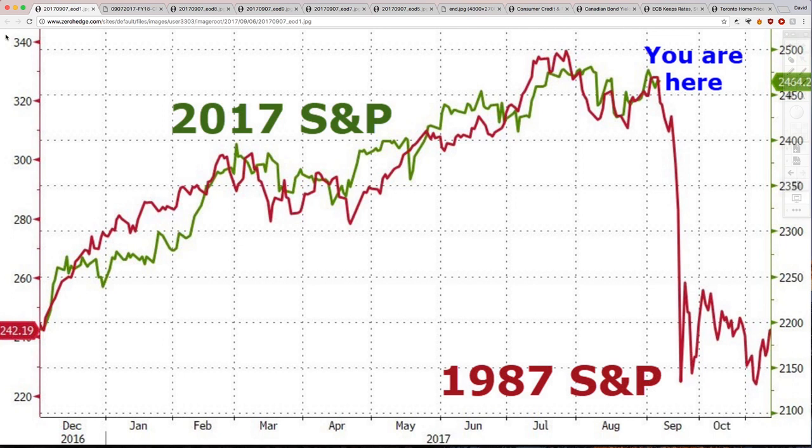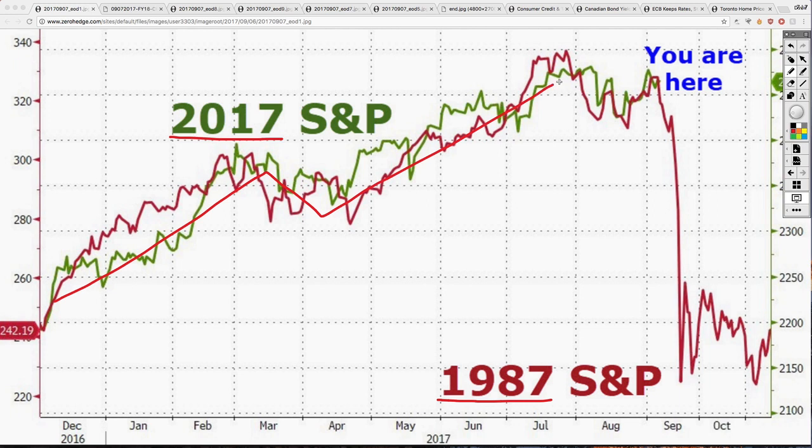You came here for the truth. Let's get into it right away as we compare the S&P 500 from 2017 to 1987. Now, while much time has passed since 1987, it is very clear to me that these two charts have been tracking each other precisely. And this is over a fairly long time frame here. We're looking at a year on this chart.